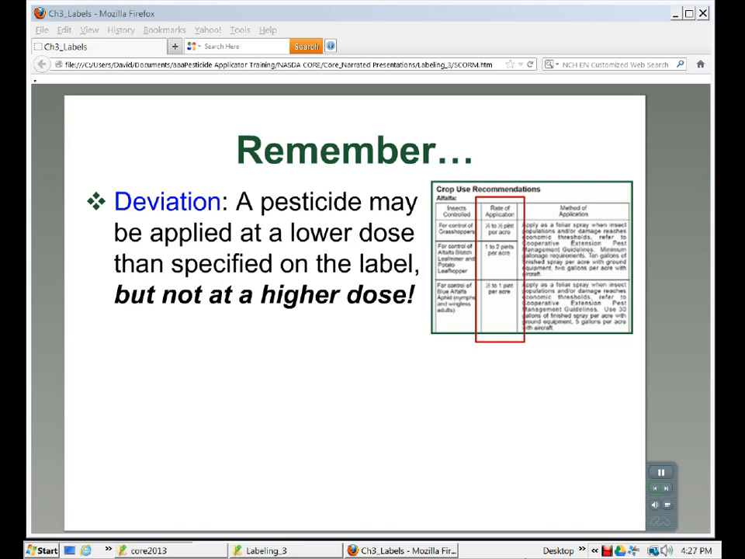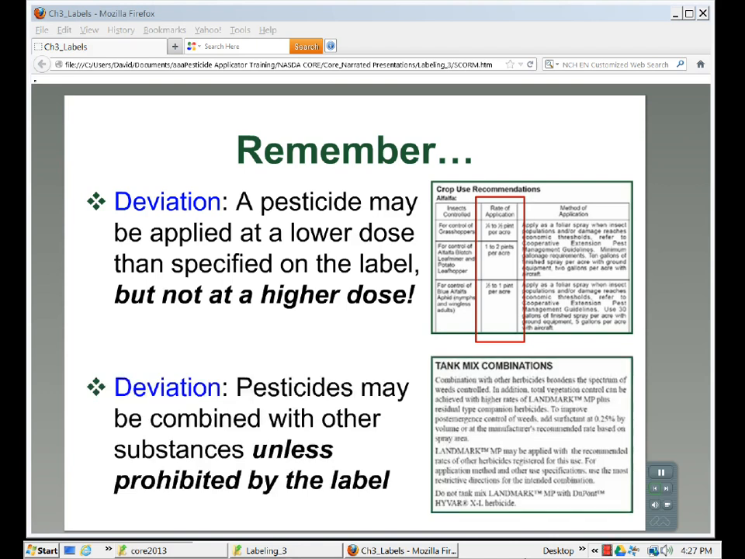Legally, pesticides can be applied at a rate lower than listed on the label, but never at a rate higher than listed on the label. Finally, it's legal to tank mix with other pesticides or fertilizers in a spray mixture, unless the label prohibits the mixture. It's recommended that prior to mixing pesticides in a spray tank, a compatibility test be conducted.